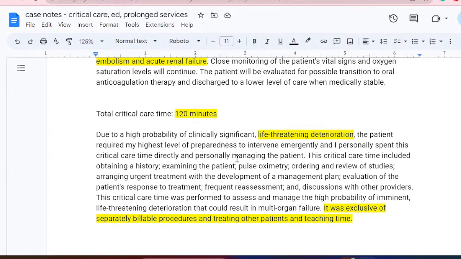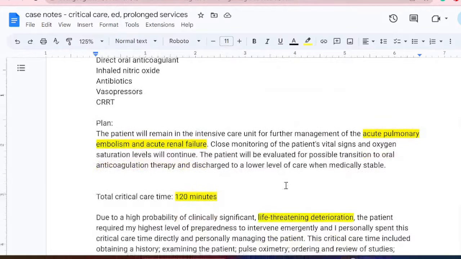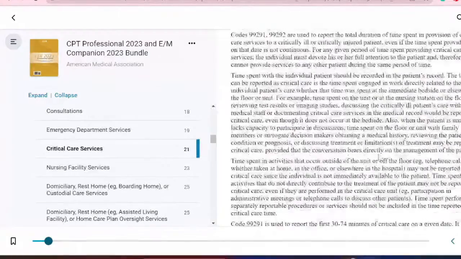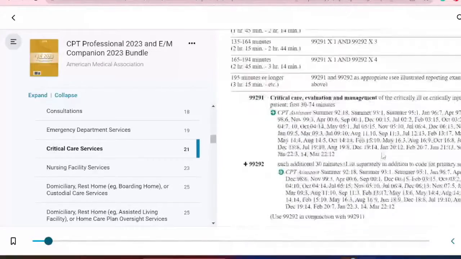The provider had exclusive time that was separate from any of the other billable services when they were not treating other patients at that time. So we're looking at 120 minutes of critical care time. And again, you want to make sure that when you're looking at this in the CPT book, that you're reading through some of these guidelines, making sure that it meets the critical care criteria and that you're in the right age group. So for these adult patients, we have critical care 99291 is for the first 30 to 74 minutes.